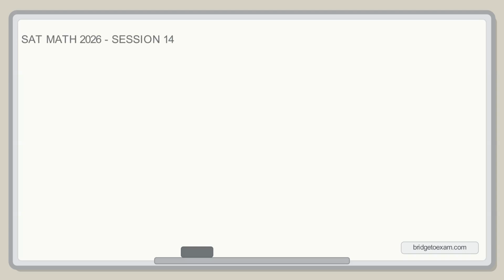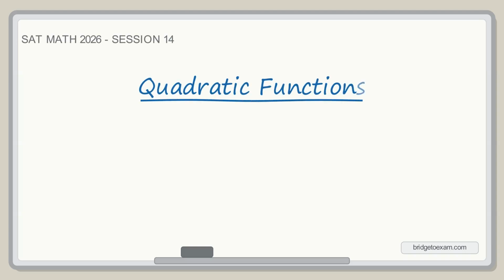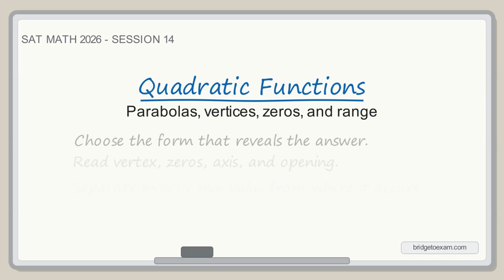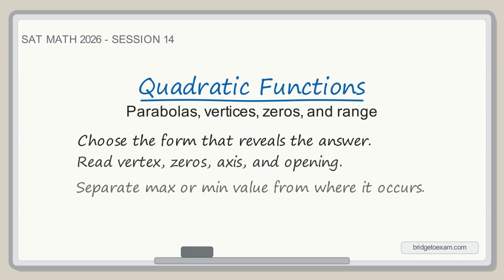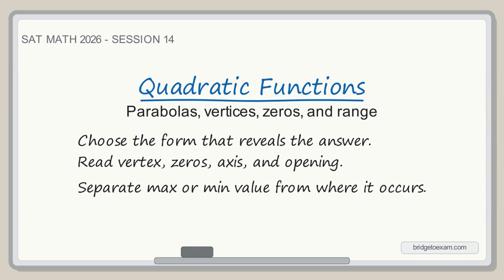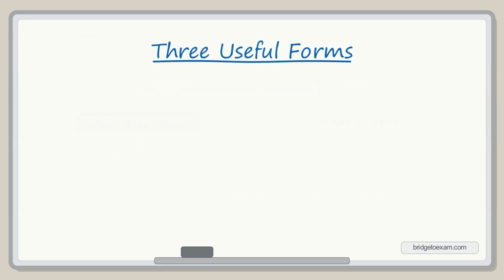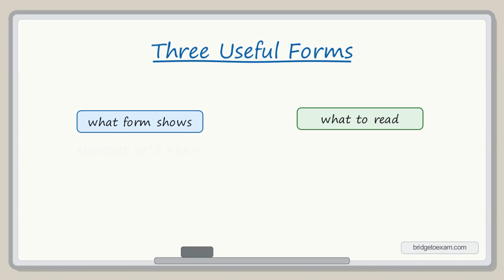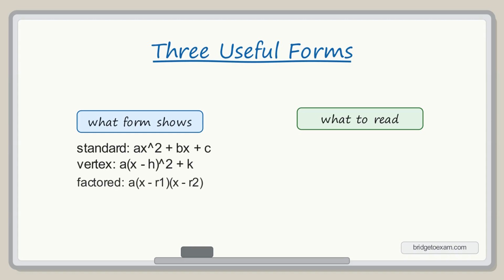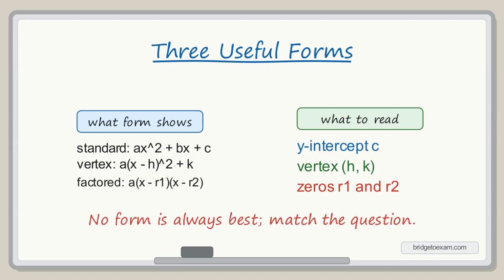Welcome to Session 14. Quadratic functions create parabolas. Today we connect forms to graph features: vertex, zeros, axis of symmetry, opening direction, and range. The same quadratic can wear three useful forms. Standard form reveals the y-intercept, vertex form reveals the vertex, factored form reveals the zeros.